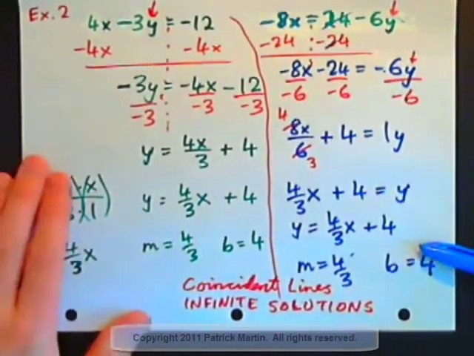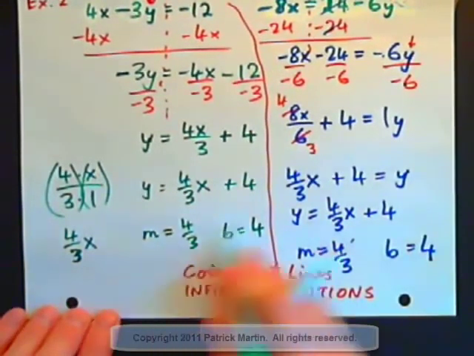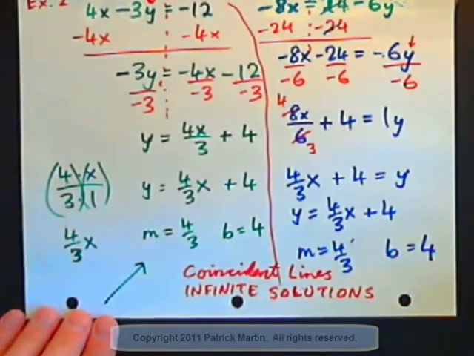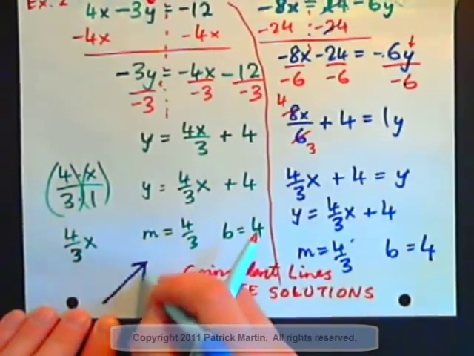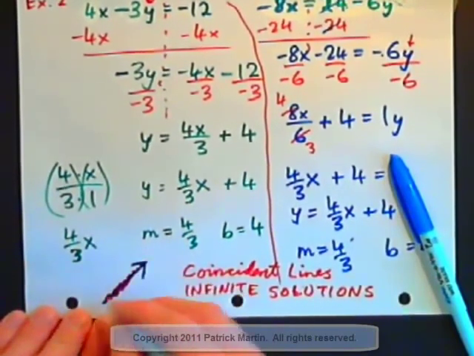Why are there infinite solutions? Because if you graph both lines, one will be on top of the other one. If you graph the green line, it'll look like this. If you graph the blue line, it'll be right on top of the green line, and so they will intersect in infinitely many places, so there are infinite solutions.